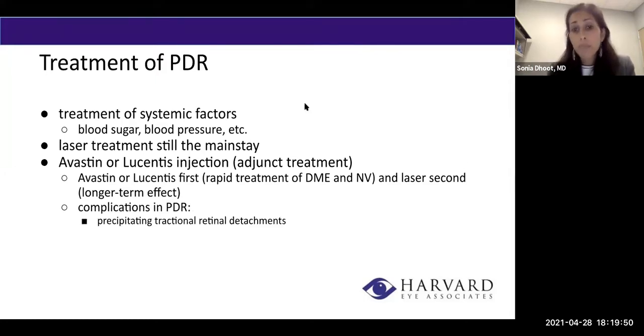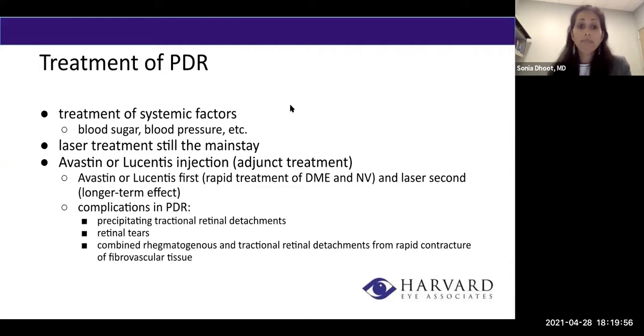Complications in proliferative disease, like we talked about, are tractional retinal detachments, retinal tears, and sometimes you can get a combined what we call rhegmatogenous and tractional retinal detachment from the scar tissue just really quickly contracting and ripping the retina from the back wall of the eye. And most of these need vitrectomy surgery.